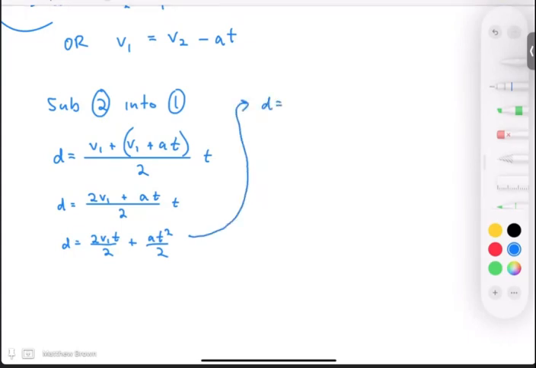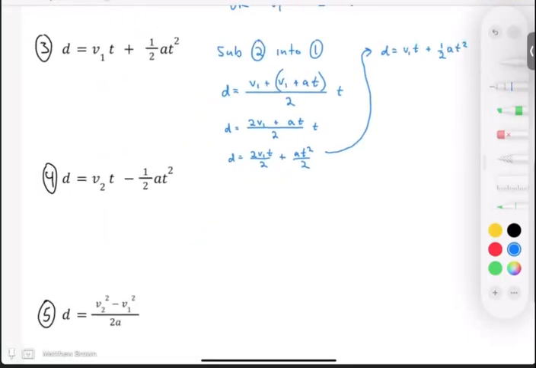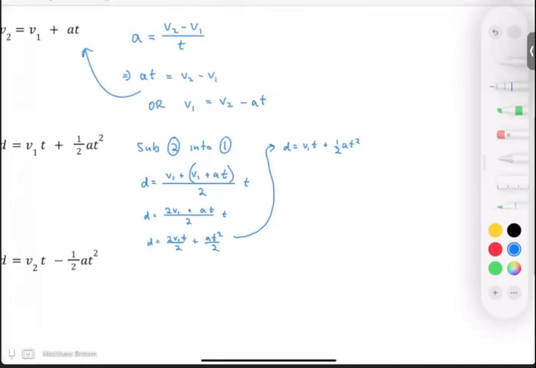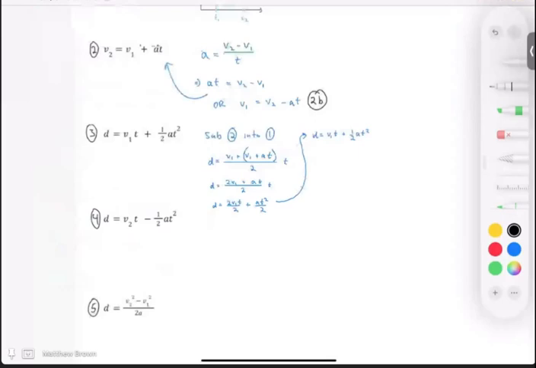So D equals, the 2 over 2 cancels, which just leaves you with V1T plus, we usually write it that way, but you could leave it as AT squared over 2, but we usually write 1/2 AT squared. And that's that equation. So just a little bit of math. Equation 4, let me call this equation over here 2b, since it's just another version of that.